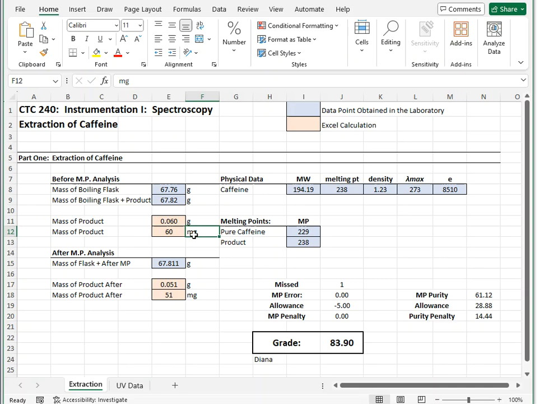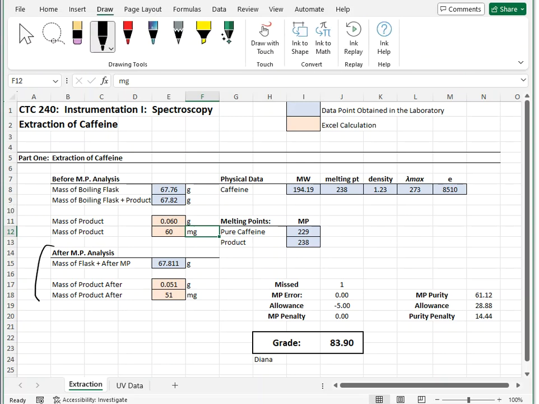Then after that, we're going to let it dry. We're going to come back on a different day and do a melting point of it. And by doing a melting point, we're going to lose some of that mass, right? That's what you're going to see down here at the very bottom. In this section, after the MP analysis, we are going to reweigh that boiling flask with crude product in it. The purpose of that is because I've used some of that to do a melting point. So what do I have left over now?